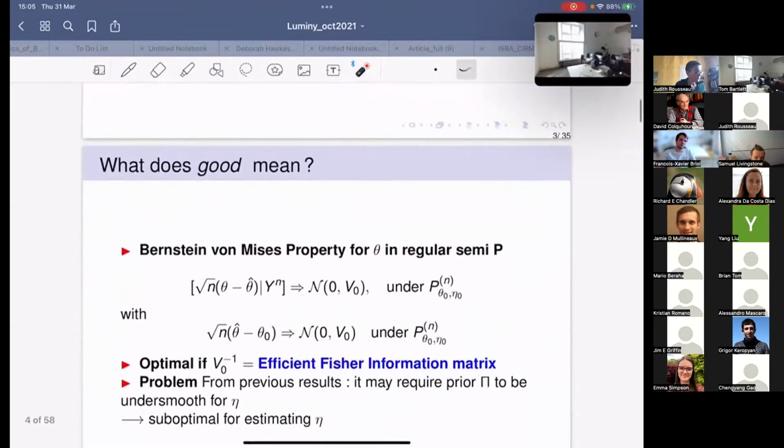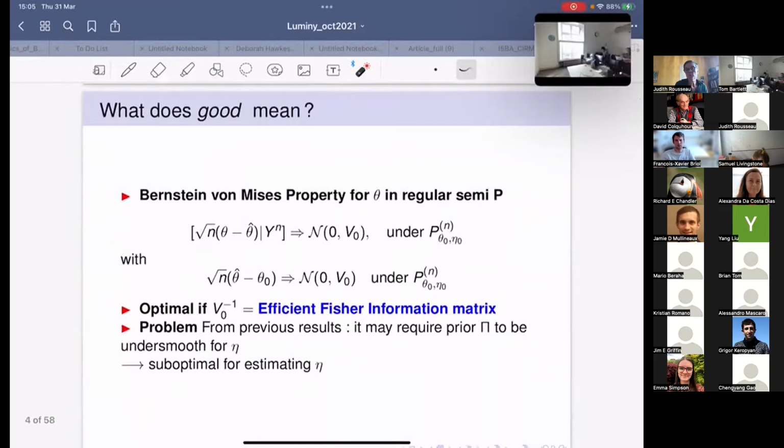So what do I mean by good inference? Well, in particular for the parametric part, when it's possible, what we would like to have is optimal and well-calibrated properties, in the sense that one of the goals would be to get what's called the Bernstein-von Mises theorem for theta, the finite dimensional part, which says that the posterior distribution of theta recentered at some value, theta hat, and rescaled by square root of n, goes asymptotically to a normal with mean 0 and variance V naught when the data come from some distribution P naught.